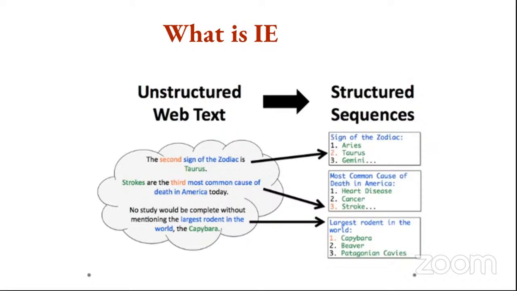Then, the most common cause of death in America. In the text there could be many such sentences. What are the main causes of death in America? Maybe there is an article with multiple sentences on that. From the article we need to extract the important diseases and then make a list of those diseases. Likewise, the largest rodent in the world can also be extracted. Basically you have a large collection of unstructured text or web data, and from that data you have to extract some information.